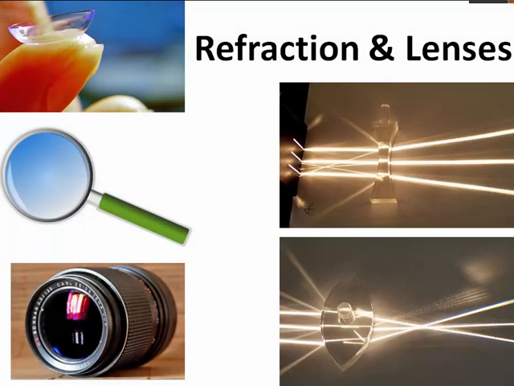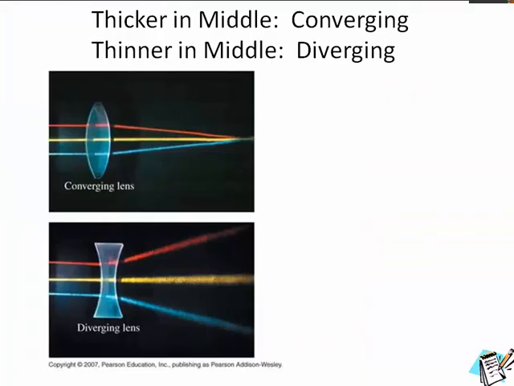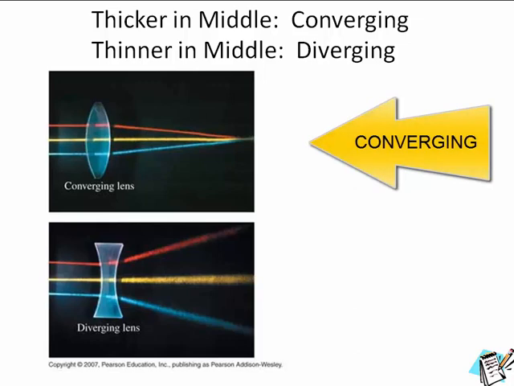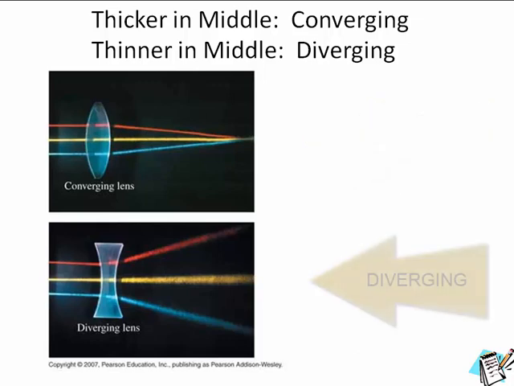Let's talk about refraction as it relates to lenses. The two types of lenses I want you to know about are converging and diverging lenses. Converging lenses are thicker in the center than at the top and the bottom, while diverging lenses are thinner in the center than at the top or bottom.